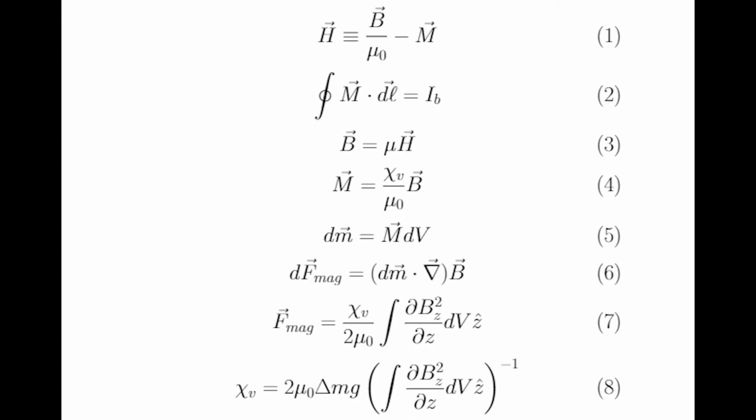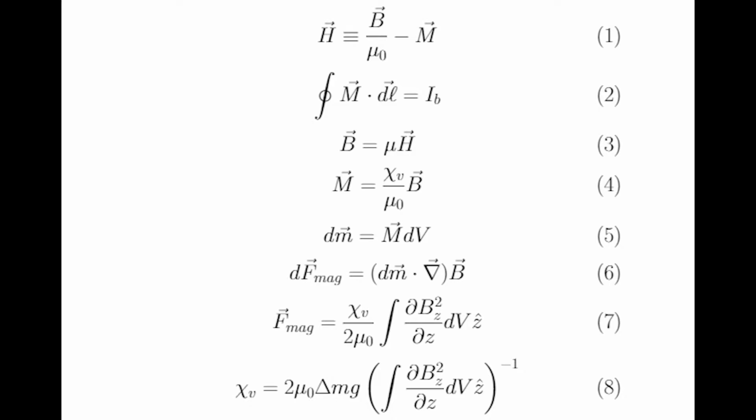So your next question might be, how do we quantify this, or how do we put this into math? To do that, we have to introduce the H field, where H is defined as B over the vacuum permeability, minus M, where M is the magnetization. And then this M, if you integrate it over a loop, it equals the bound current, which is analogous to bound charges in electrostatics. And then also B equals mu, where mu is the relative permeability, times H.